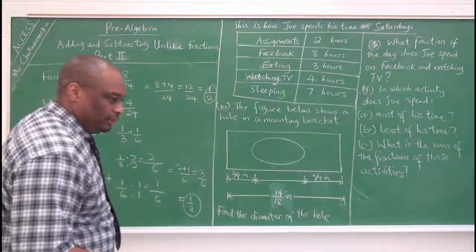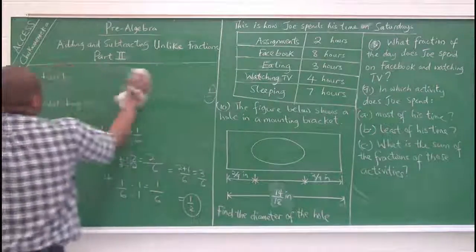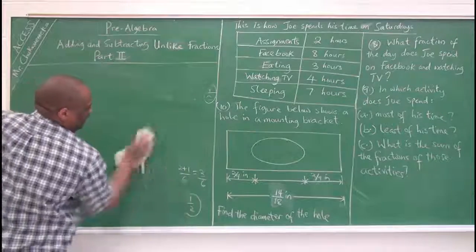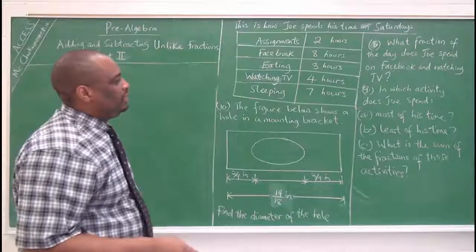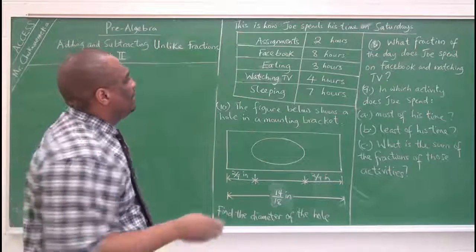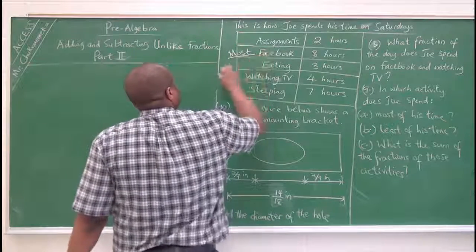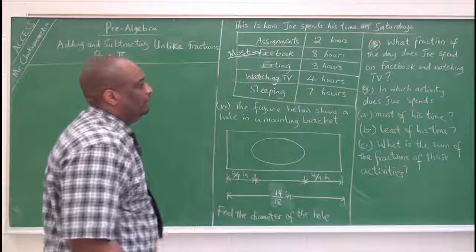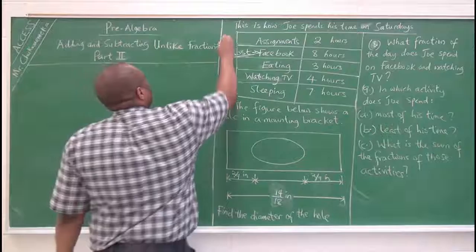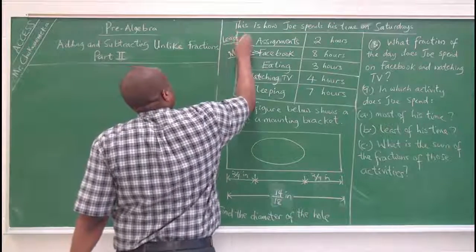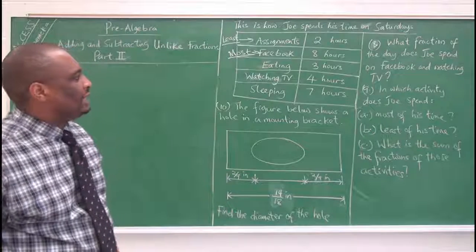Let's go ahead with the next question. So half of his day is on that. Now the next question says, in which activity does Joe spend most of his time? He spends most of his time on Facebook. And the least of his time is on assignments. What is the sum of the fractions of those activities?